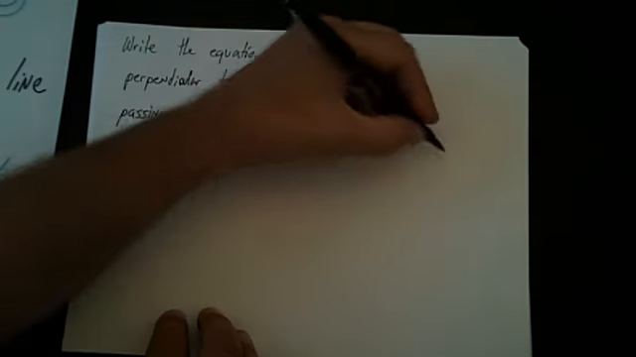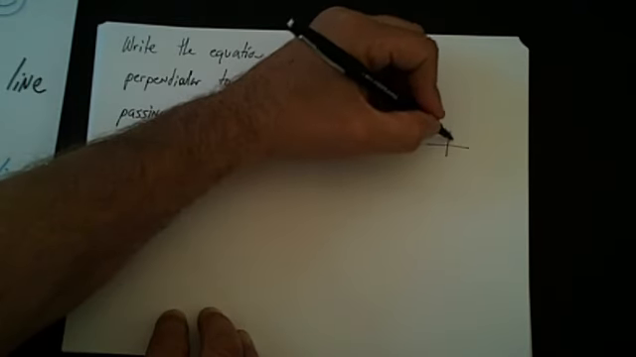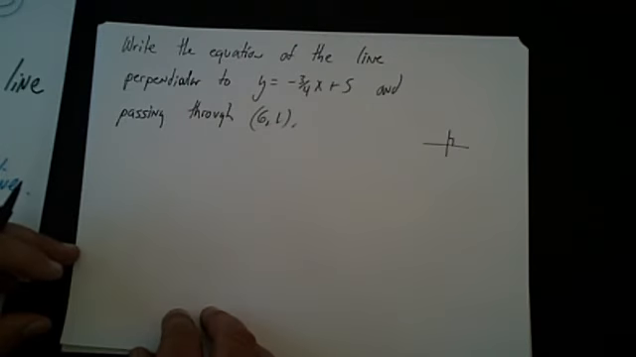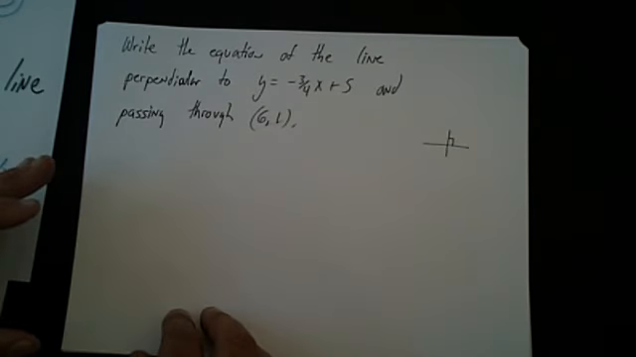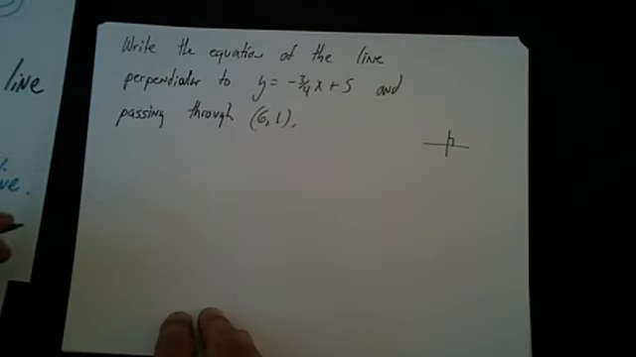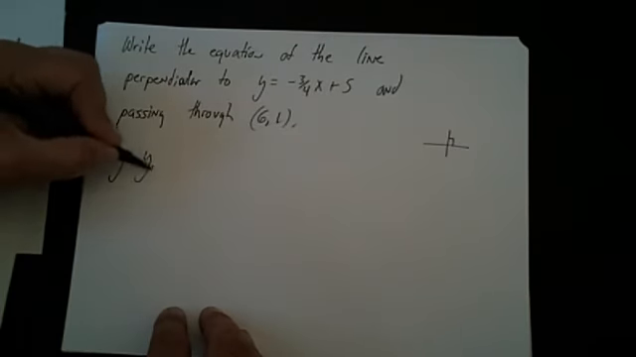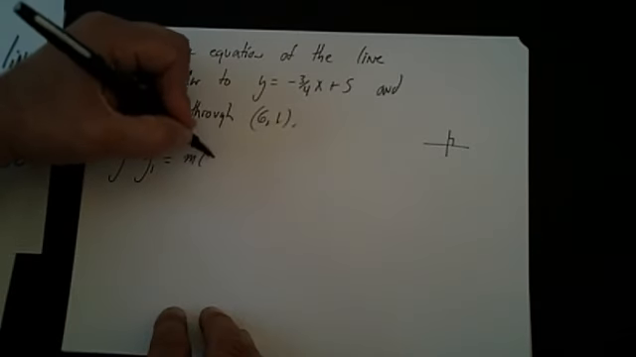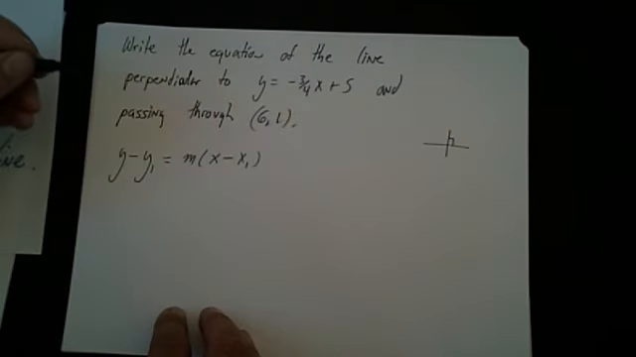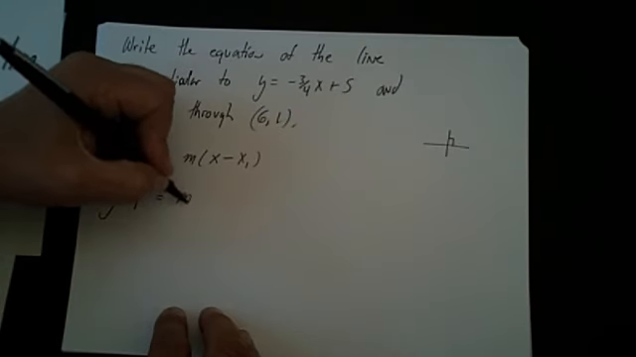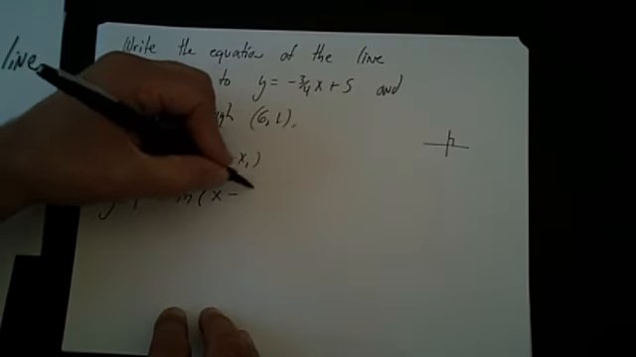So perpendicular. Perpendicular means they meet at 90-degree angles. Two lines meet at 90-degree angles. And the key is the slopes of two perpendicular lines are going to be negative reciprocals of each other. So the first thing is, let's write point-slope form. y minus y1 is equal to m times x minus x1. Let's plug in the point we have. That's y minus 1 is equal to m times x minus 6.